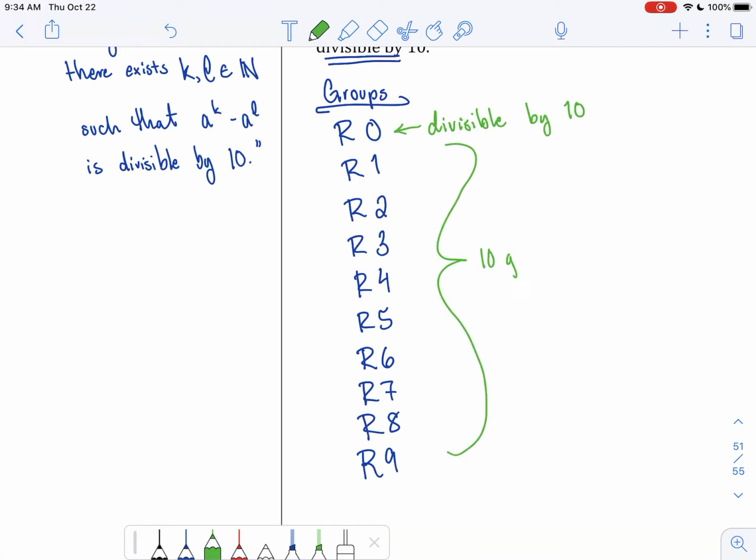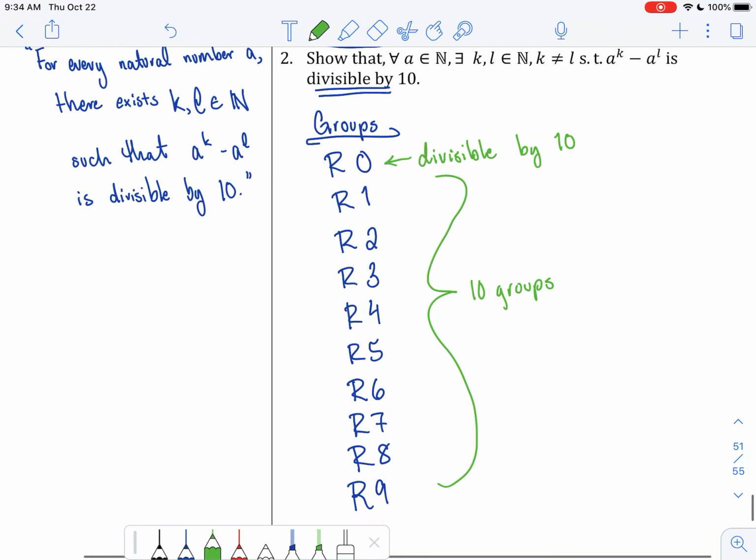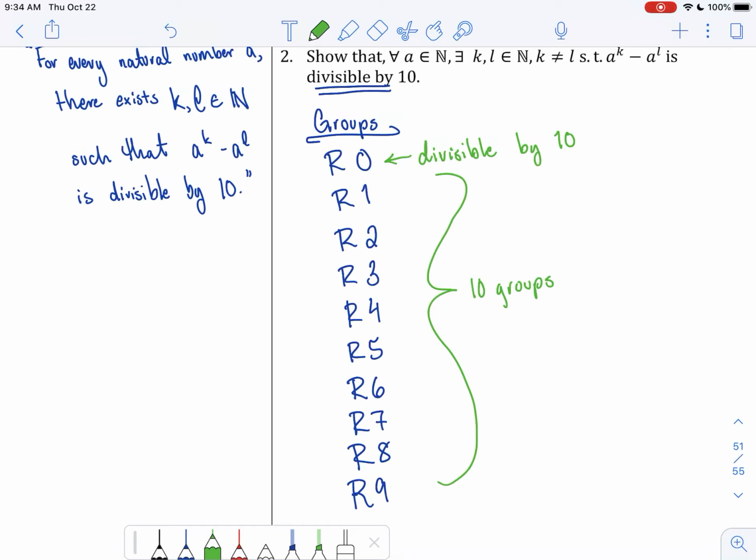So this is 10 groups, so think about this as our K number. Now, it doesn't tell us to select a certain number here, but what we can do is select any 11. I'm picking 11, of course, because it is more than 10. Any 11 powers of A. And since there are absolutely more than 11 numbers in the natural numbers, that's going to be just fine.